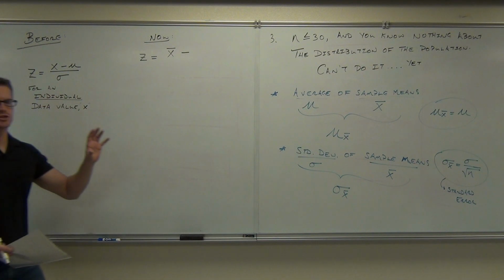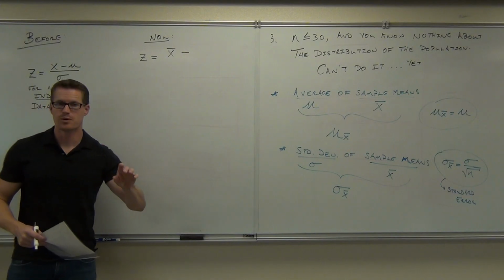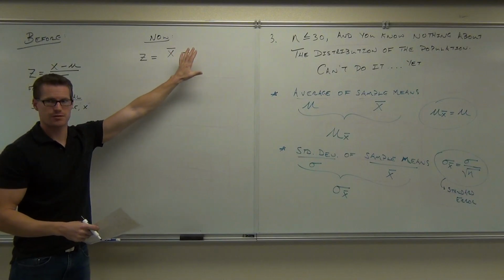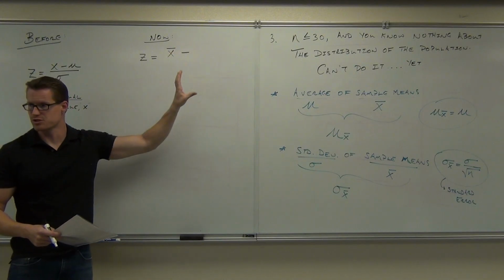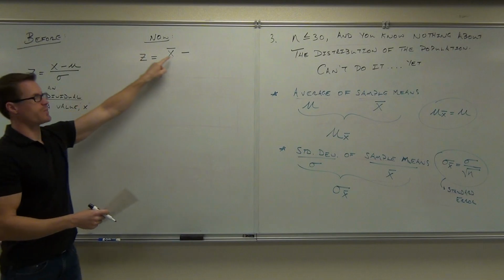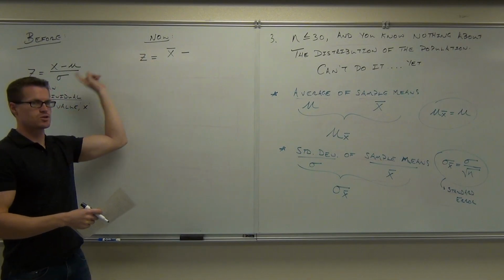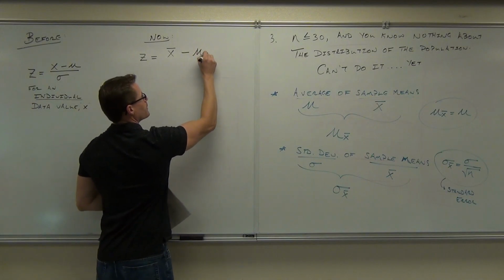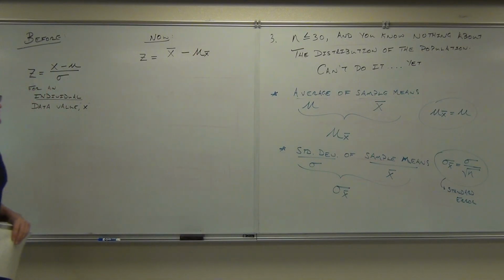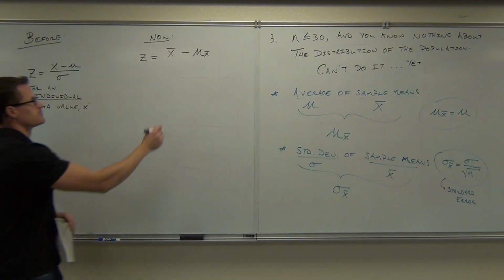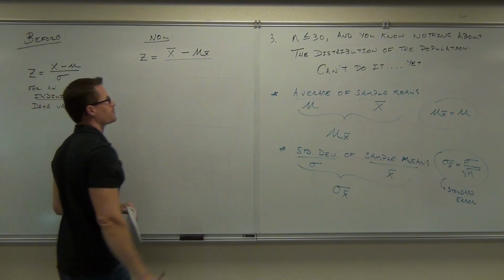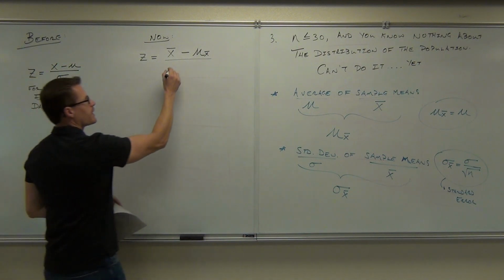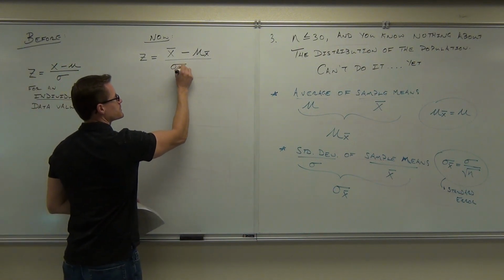Please watch carefully, I'm going to make a transition here in just a moment. I'm automatically translating this into my sample stuff, right? So first, instead of x, I'm dealing with my sample means. Not an individual, but a group of data. Instead of mu, I'm dealing with my average of my sample means. Instead of sigma, I'm dealing with my standard deviation of sample means.